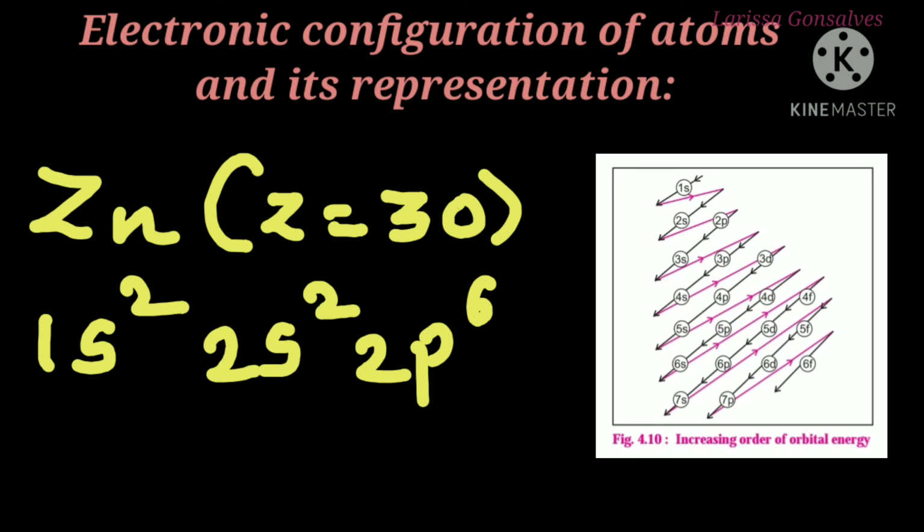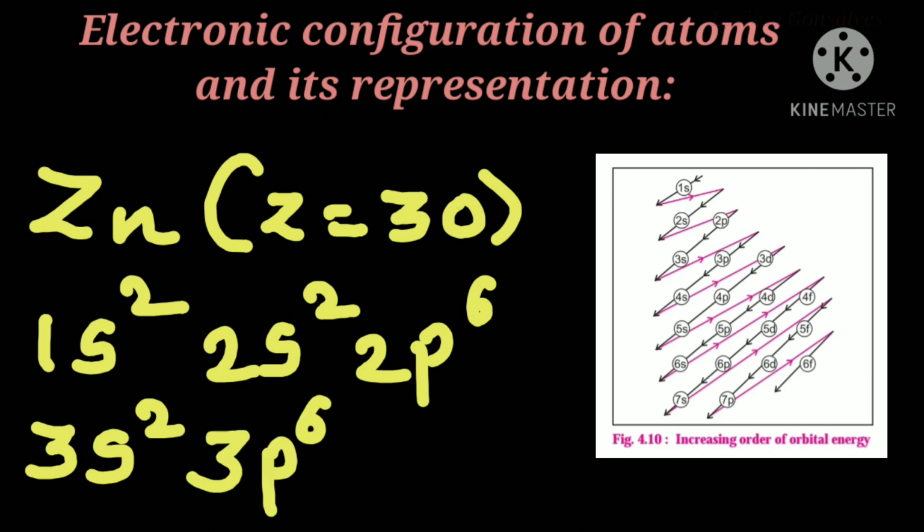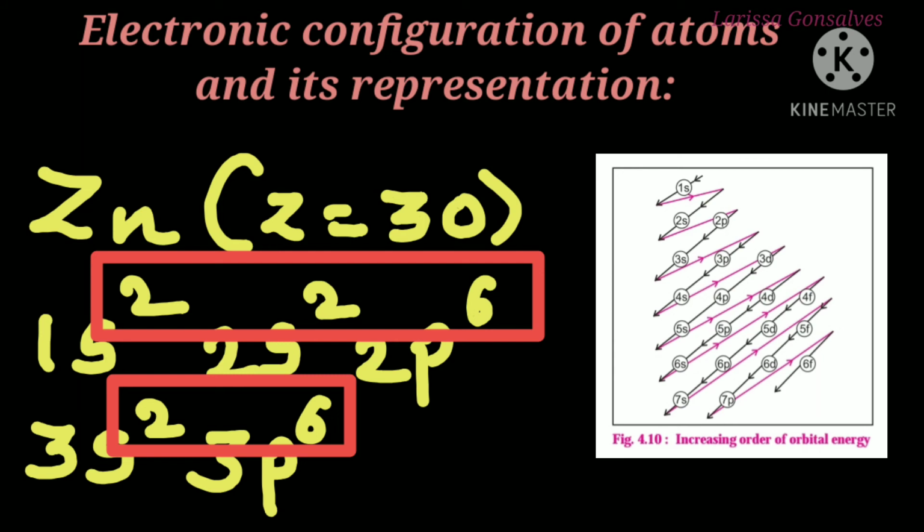Then you have 3s, so 3s2, then you have 3p6. So just calculate the number of electrons here. 2 plus 2 plus 6 plus 2 plus 6, so the answer comes to 18. So still we are short of 12 electrons.